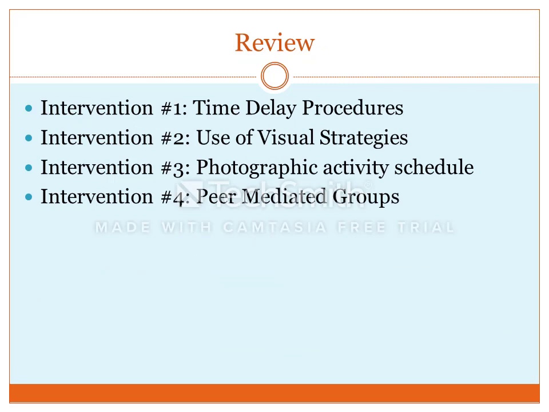To briefly review what we discussed in this presentation, we went over 4 different interventions that can help foster play skills and social skills and friendships with children with autism and individuals with autism. The different interventions that we discussed were time delay procedures, use of a visual strategy, a photographic activity schedule, and peer mediated groups. All of these interventions were found using scholarly-based articles.